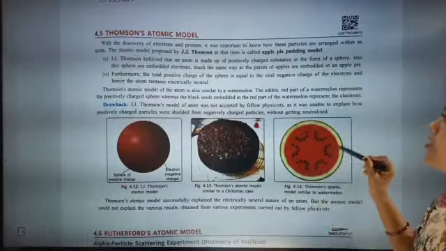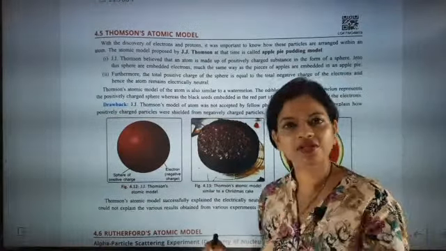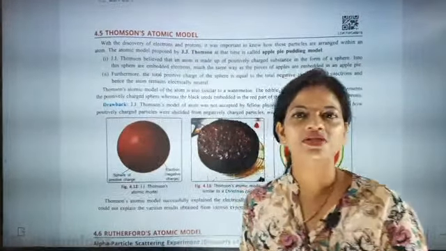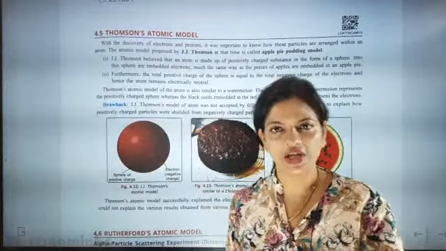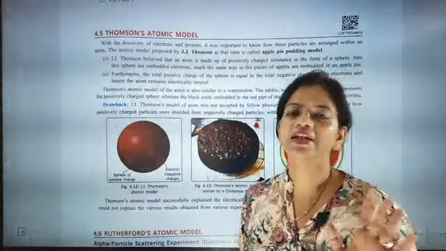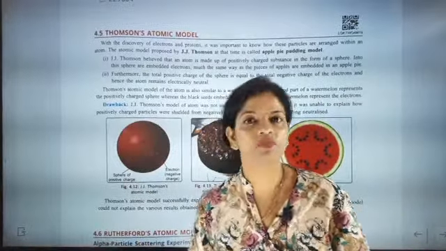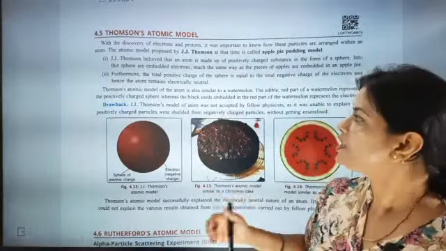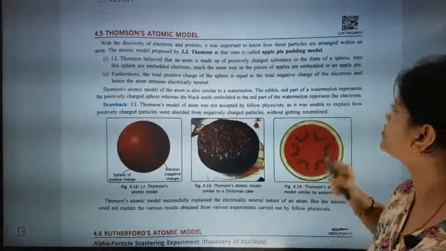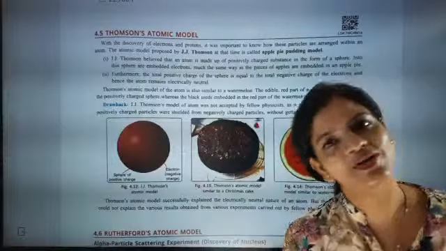Like you can see that pieces of apples are embedded in an apple pie. In an apple pie, take the pieces of apple as positive charge, and the remaining region as negative charge. So positive charge and negative charge are equal. Further, the total positive charge of the sphere is equal to the negative charge of the electrons, and hence the atom remains electrically neutral.